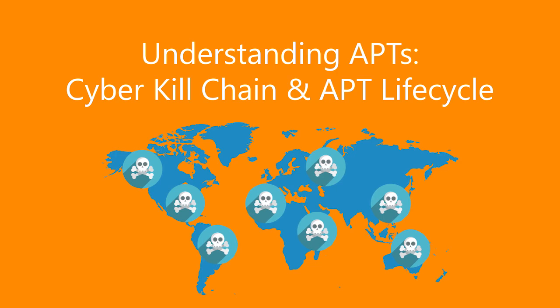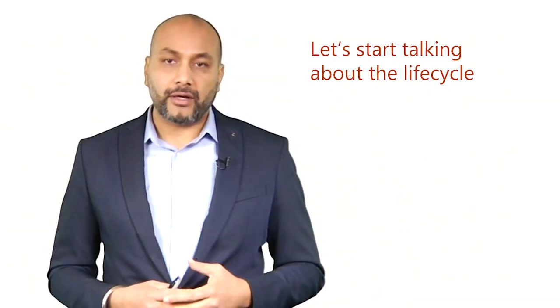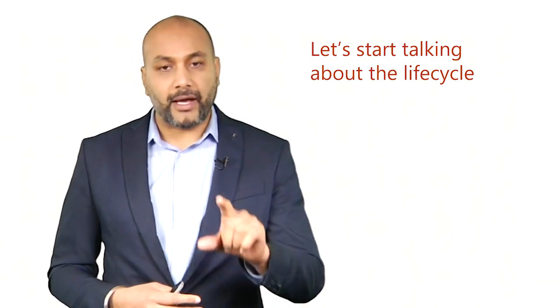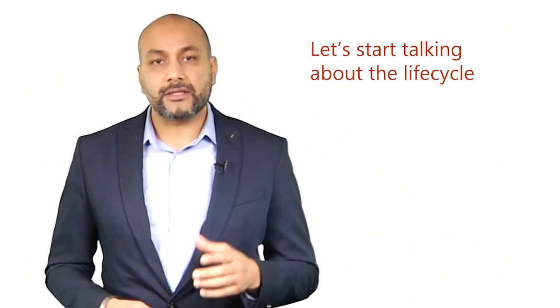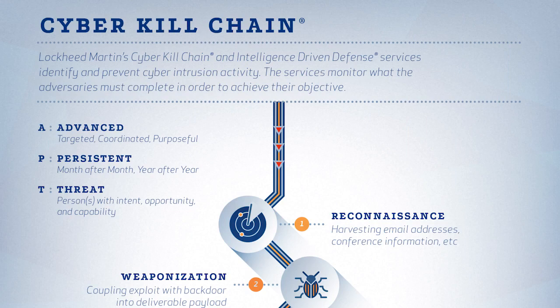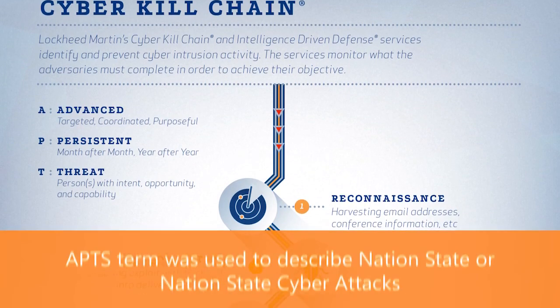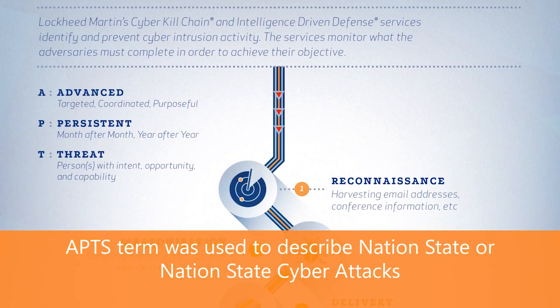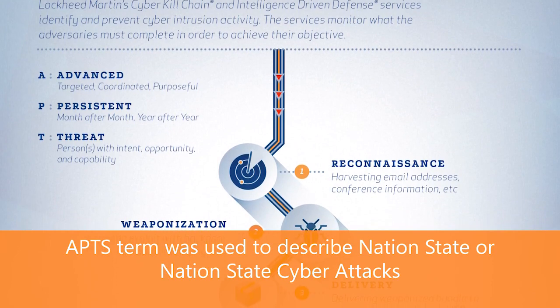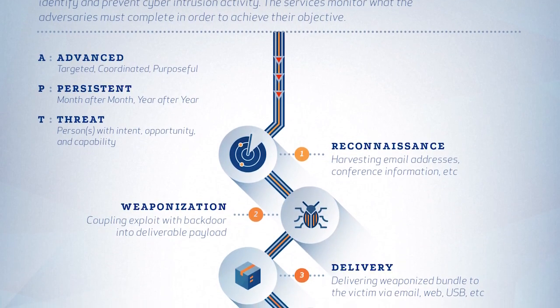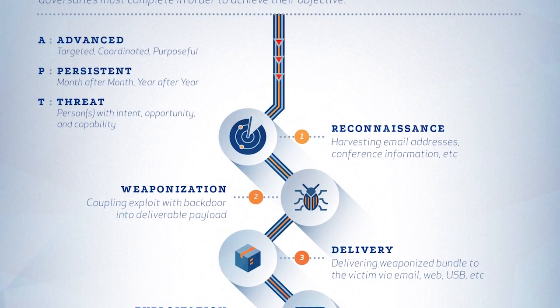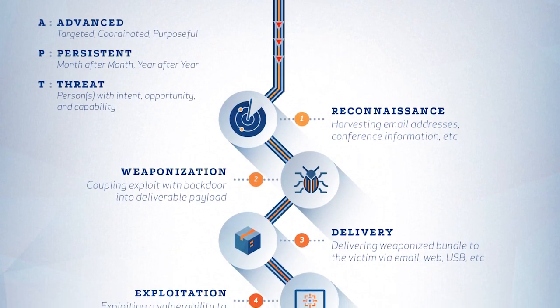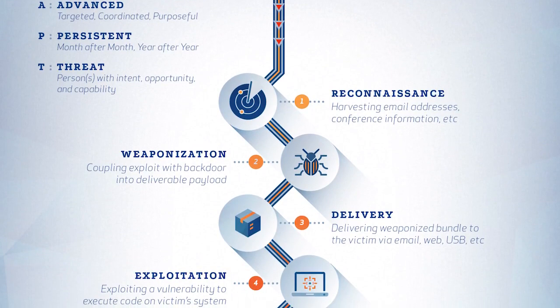And let's actually start talking about the life cycle, right? The life cycle can be easily understood if you look at this next slide. This is the life cycle of an APT defined in very easy, very concise steps. The term advanced persistent threat was originally used to describe nation state cyber attacks. These were designed to achieve a strategic advantage of one country over another, one nation over another, right? And today the term has broadened, I would say.